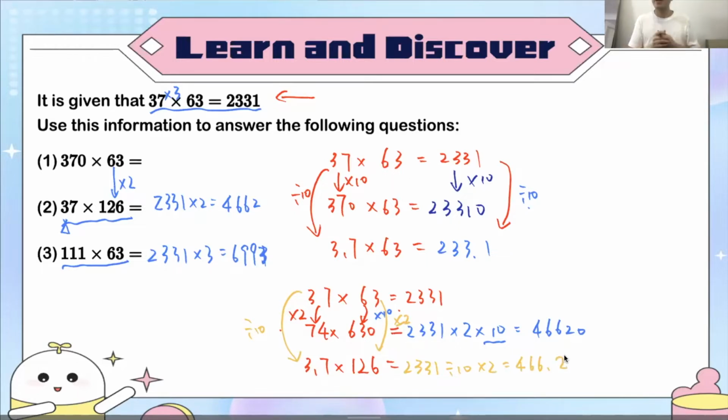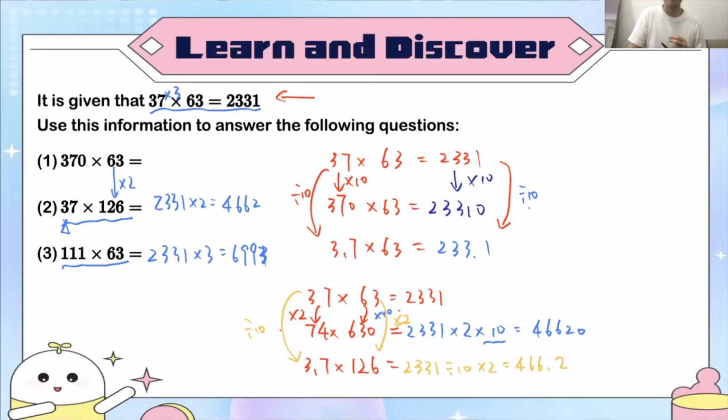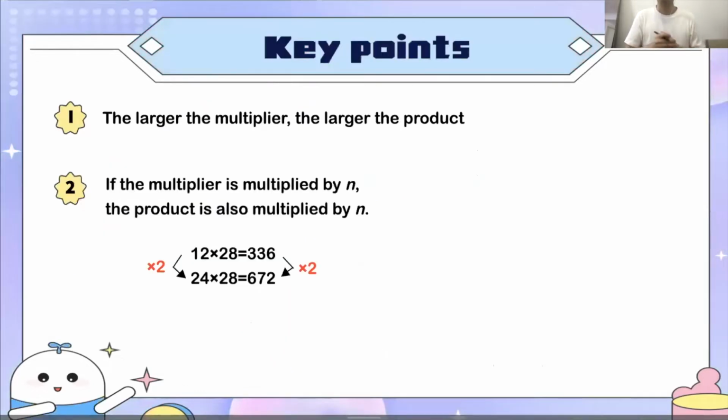Okay, pay attention. If we have change on both multipliers and we want to quickly find the answer, what we do is combine those two changes on the product. I think you already know how we handle this type of question. And I will have a key point here.